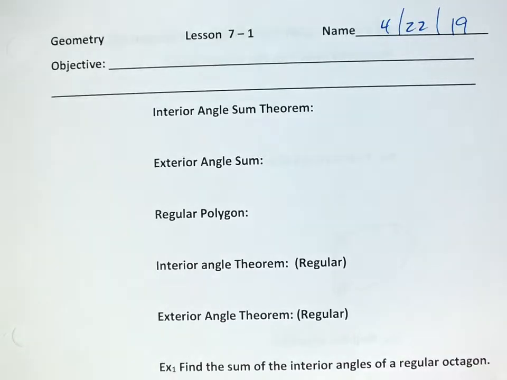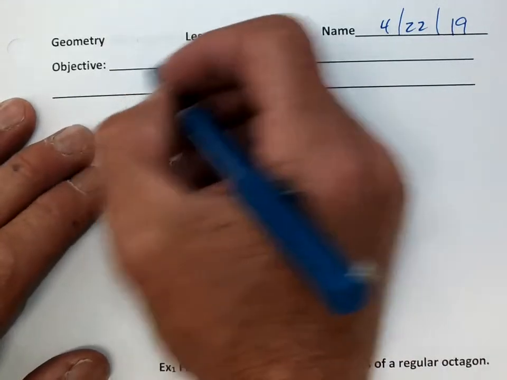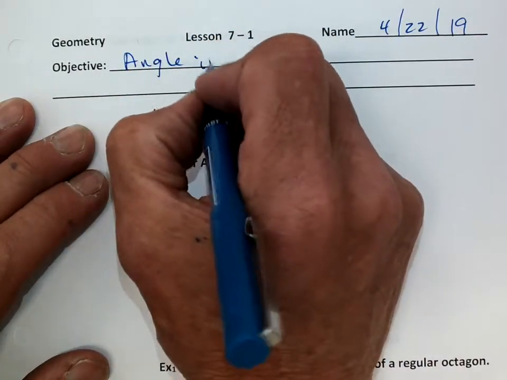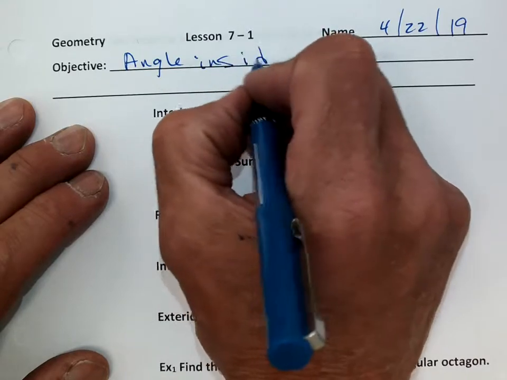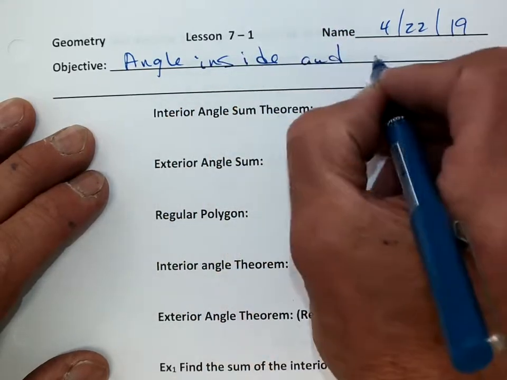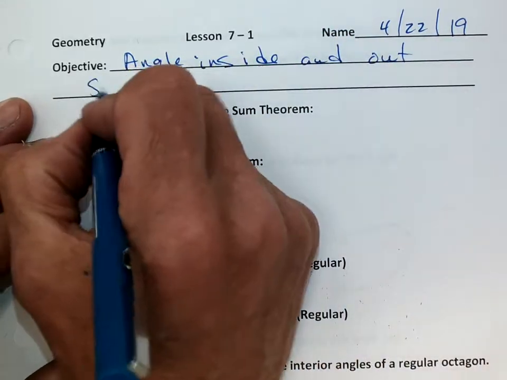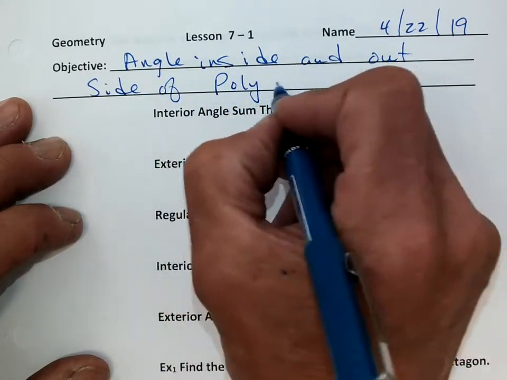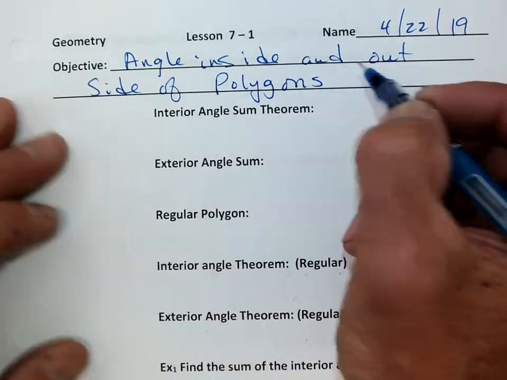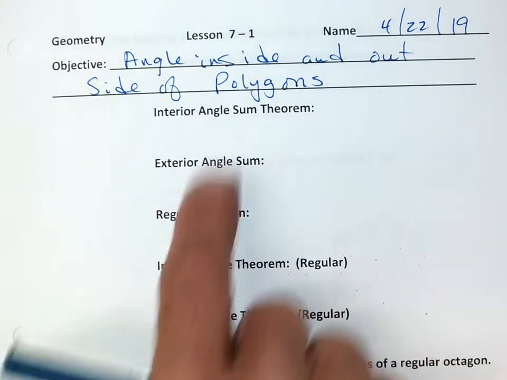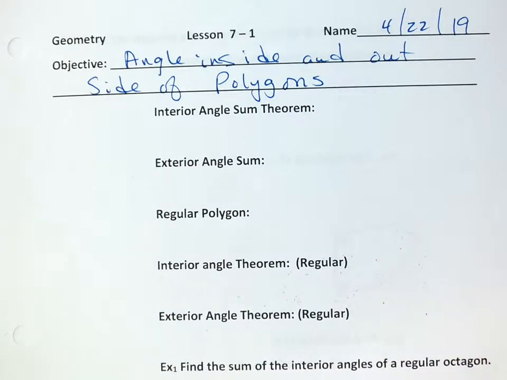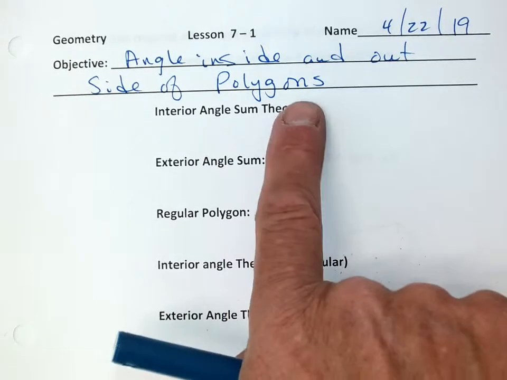So first of all, what we're going to do today is talk about angles inside and outside of polygons. So polygon is just a word that means many sides. All of these shapes are polygons. Hexagons, octagons, pentagons, those are polygons, okay? Poly means many, gons means sides, okay?